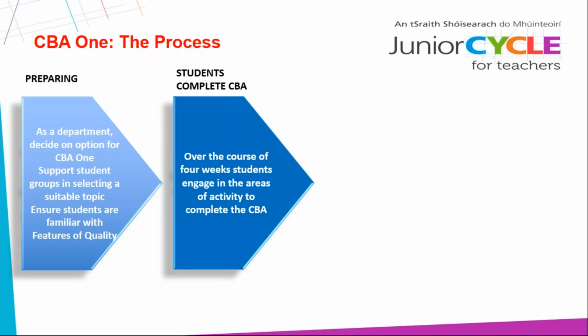During the course of the 4-week period, students will complete their CBA project, with each member of the group engaging in each of the 4 areas of activity: conducting research, evaluating research, developing an action plan, and compiling their group report.